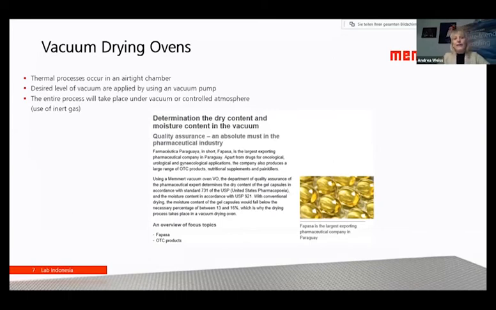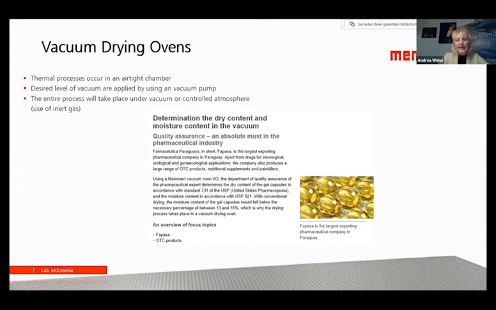Let's go further to vacuum drying ovens, and let's consider what that means. The vacuum oven is a thermal process. This occurs in an airtight chamber. The desired level of vacuum is applied by using a vacuum pump. So that means we do the drying process by reducing the pressure, and of course we need a pump for this procedure. The entire process takes place under vacuum or controlled atmosphere. We can also use inert gas for some materials in order to avoid corrosion.